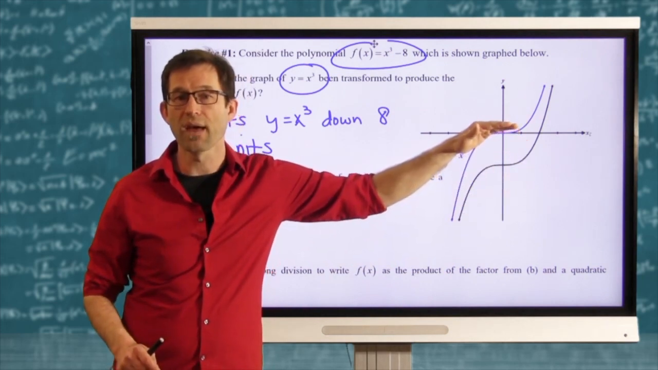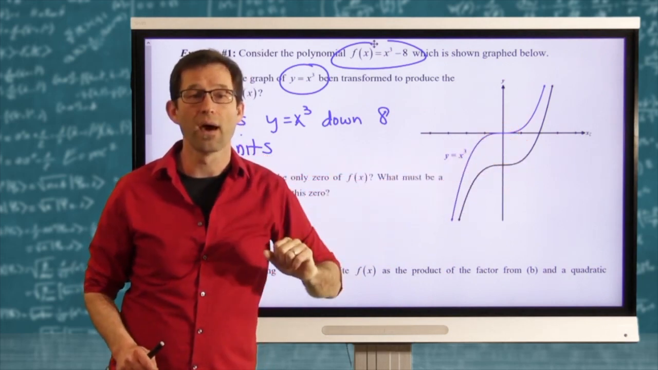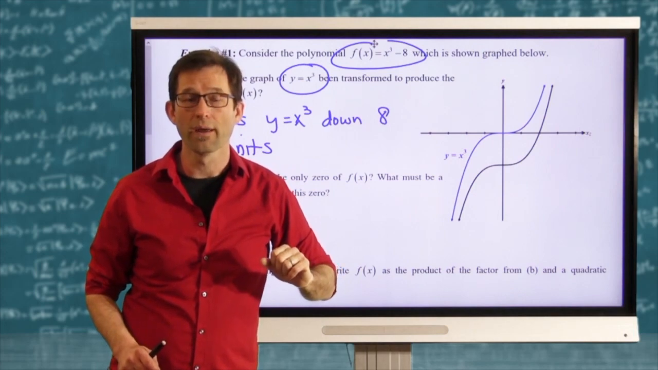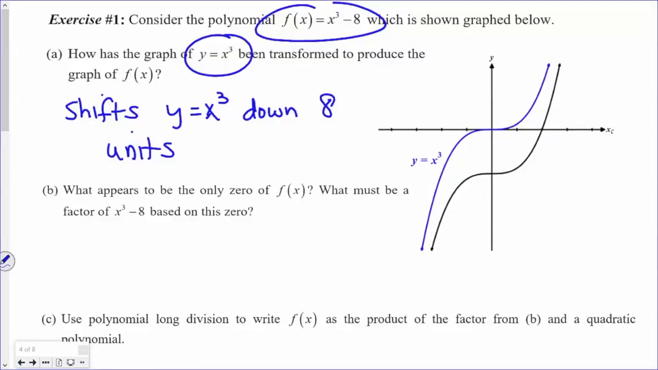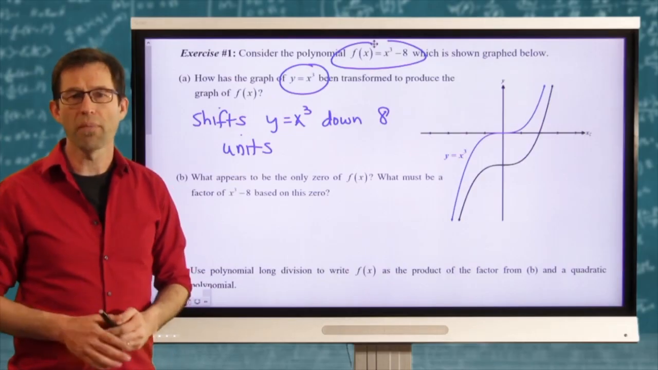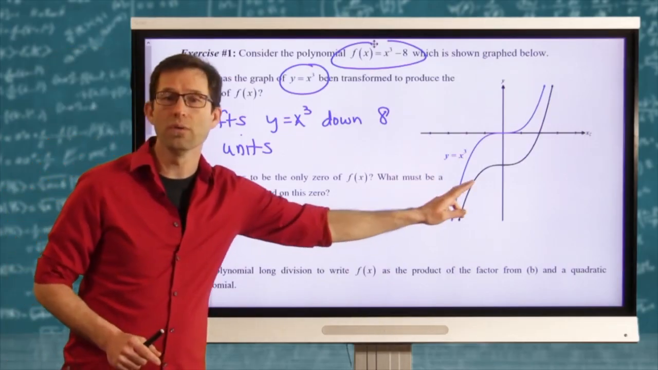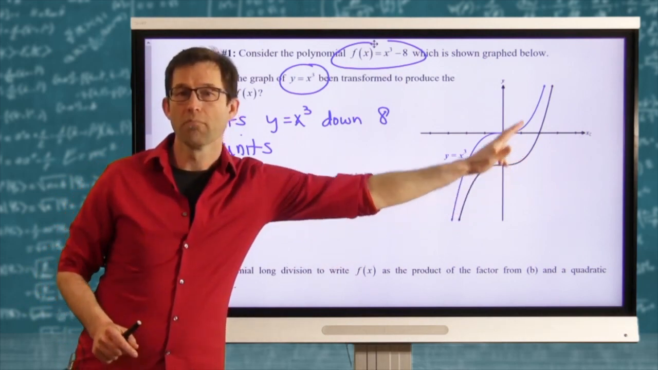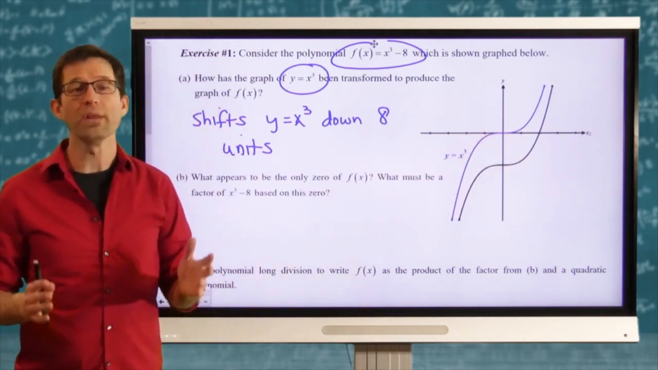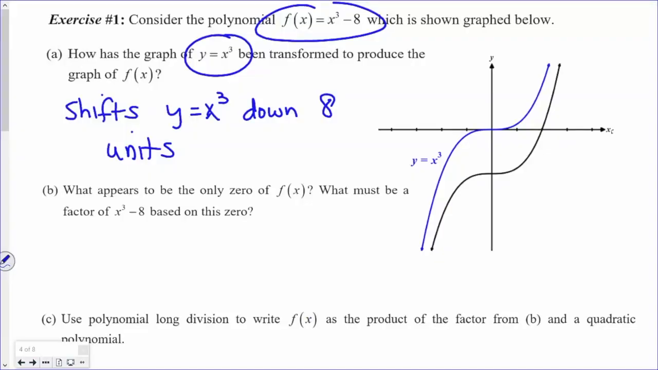All we've done is taken that blue graph and shifted it down 8 units. All right. Letter B says, what appears to be the only zero of f of x? What must be a factor of x cubed minus 8 based on this zero? So I'd like you to think about that. Again, don't look at y equals x cubed. Just look at the graph, in black here. What appears to be the only zero of f of x?